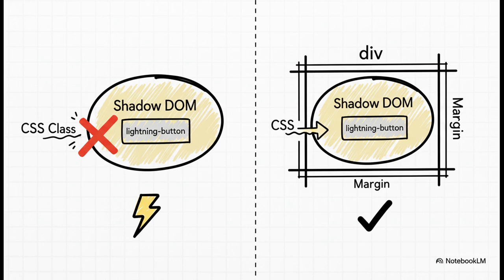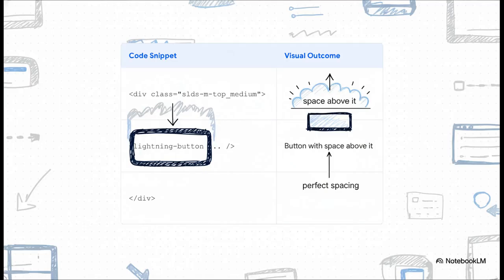That same shadow DOM force field protects the insides of base components, too. But the workaround is just as simple. You wrap the component in a plain old div, and you apply your styles to that container. Here's exactly what I mean. See the code? We've got a Lightning button that's too close to the element above it. So we just wrap it in a div, and we give that div the slds-m-top_medium class. And the result: a perfectly spaced button. This wrapper trick is your key to mastering layout with base components.